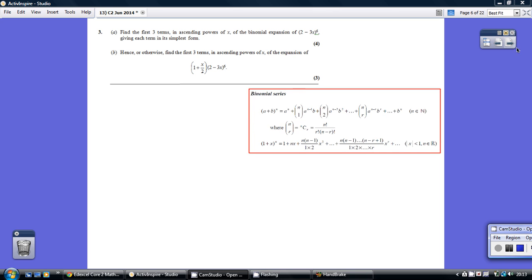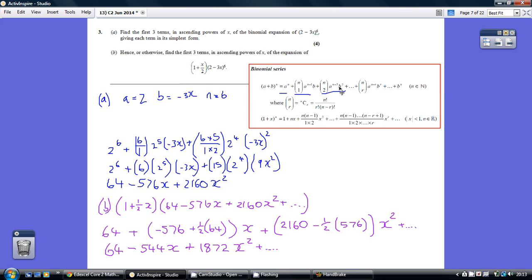Question 3, have a go. So we're going to be using this given formula, (a + b) to the power of n. a is 2, b is minus 3x, and n is 6. So we just substitute those straight in.